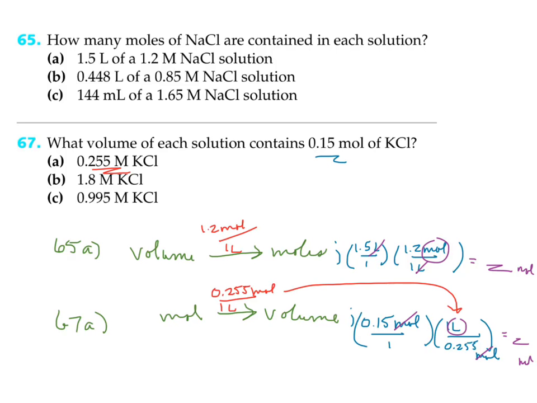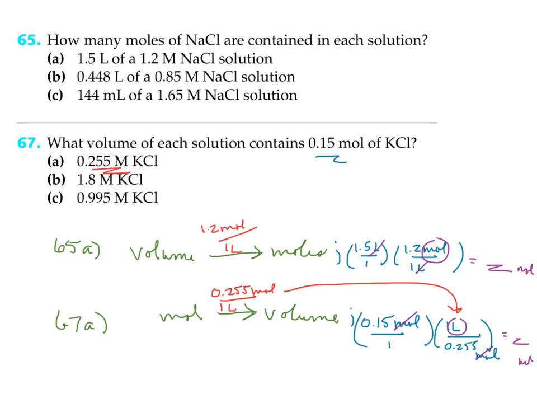You don't need to calculate the molar mass for these. So the one that's in milliliters, though, for C, yep, you're going to have an extra term for C. And for 67, it's what volume, so I put question mark volume over here. For 67A, I did what volume contains 0.15 moles. In this case, the first term is always going to be 0.15 moles. They're just going to change the molarity.